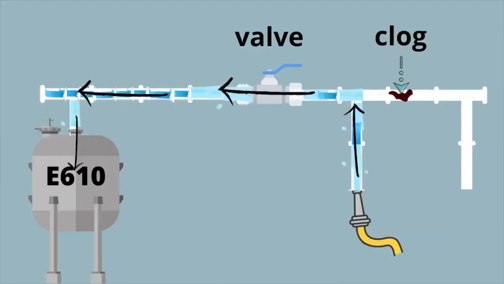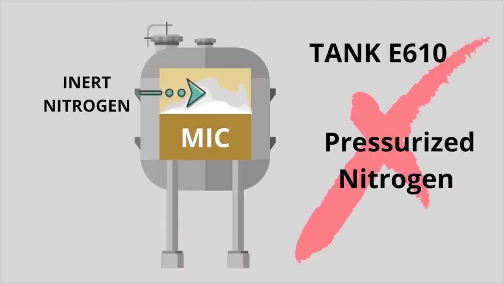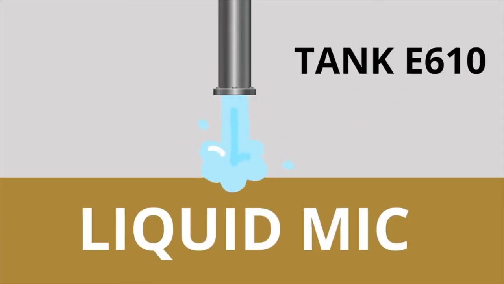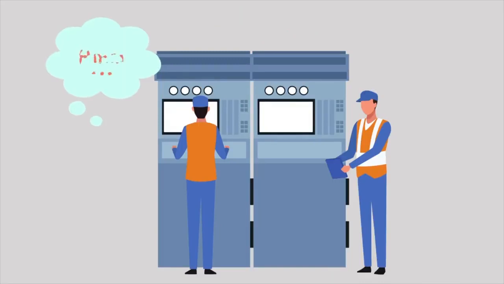Water eventually reached the storage tank E610, which had already lost its ability to effectively pressurize nitrogen gas. Now 42 tons of methyl isocyanate had been exposed to water. By 11:30 p.m., the pressure gauge connected to the tank reached 10 units from 2. It was initially ignored by the operators as they presumed the gauge to be faulty.